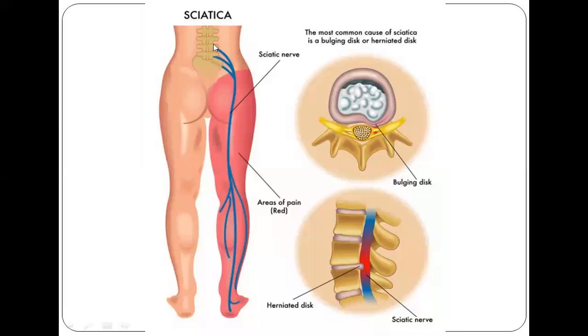If the roots of the sciatic nerve get compressed, the patient experiences pain along the entire course of the sciatic nerve. This is because the root itself is getting compressed, so all the fibers of the sciatic nerve are affected. So there will be pain in the gluteal region, radiating to the back of the thigh and the leg. This is called sciatica.